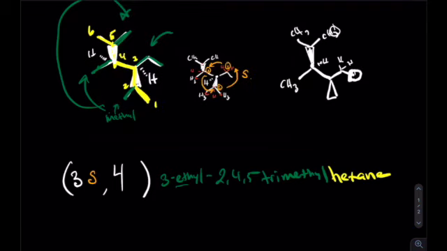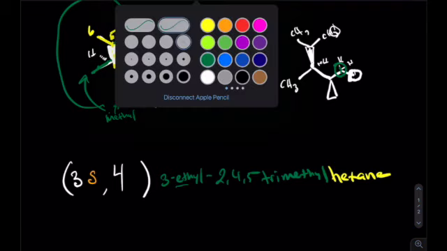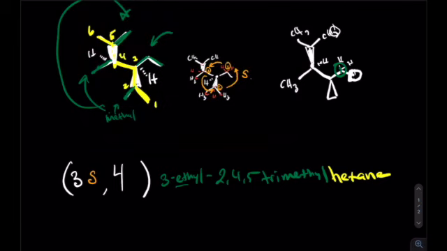So we can then number this as the highest priority 1 right here. All right, and then now the question is what we put over here. So that's 1, and that must be 2, and that must be 3. And of course, the hydrogen in the back is 4. And we can draw our little circles here. The hydrogen is in the back, so we can directly take it from there. And that is an S. All right, so 3S, 4S, 3-ethyl 2,4,5 trimethylhexane.